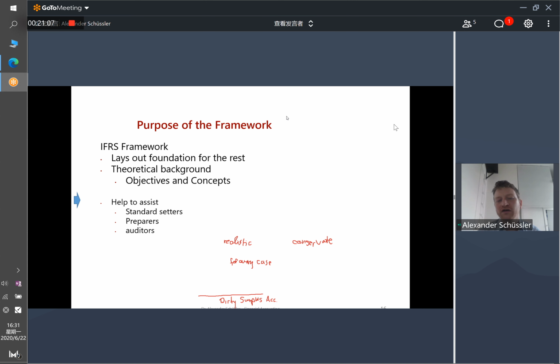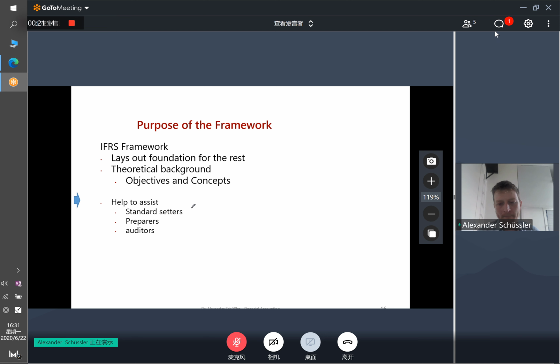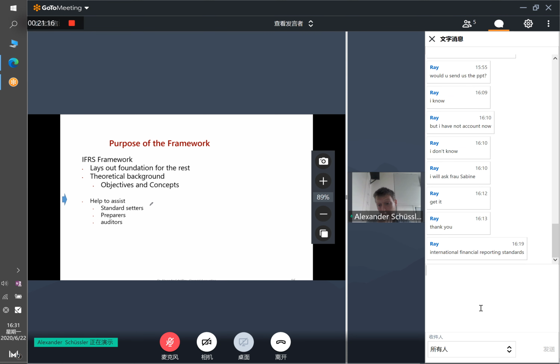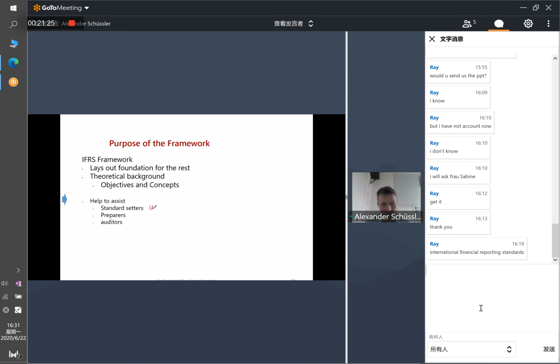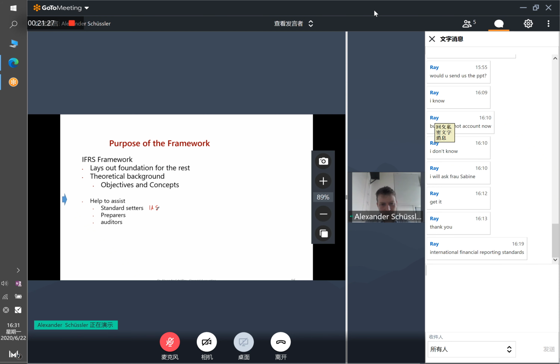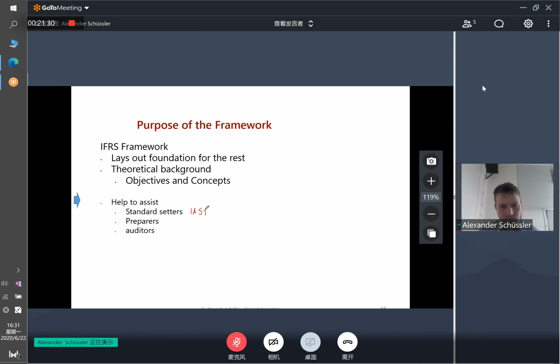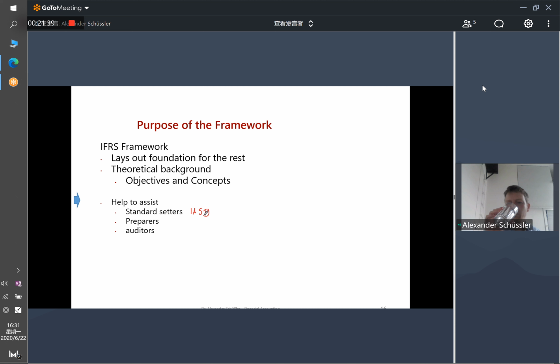And it helps to assist the standard setter. Yeah. Do you remember what the standard setter, how is it called? Standard setter is the IASB. It helps to assist preparers and the auditors.